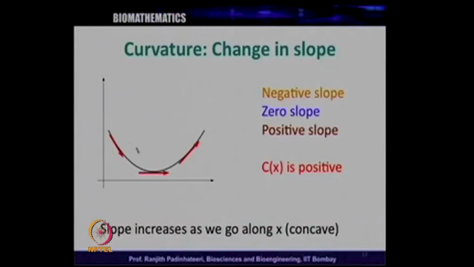What happens here? If you just plot such a curve, calculate the slope here, here and here, you will see that the slope is negative here, the slope is 0 here, the slope is positive here. So, the slope increases as you go along. So, c of x, which is the second derivative, is positive and the slope increases as we go along x. Such things are concave shape. If you have a curve in concave shape, you will have a slope that is increasing as we go along the x axis.